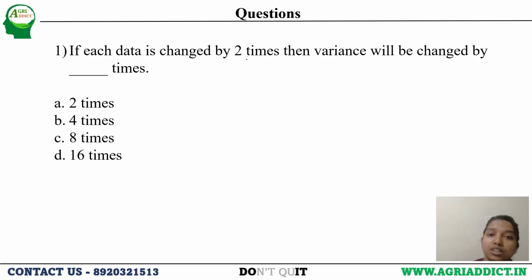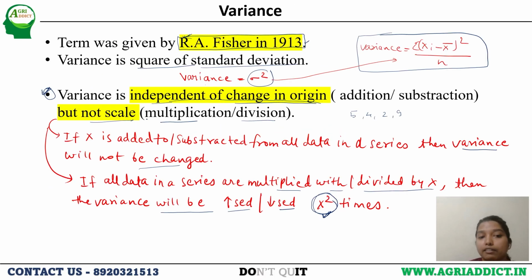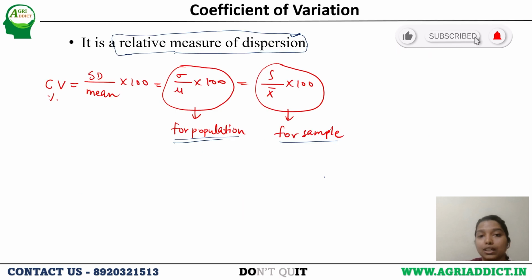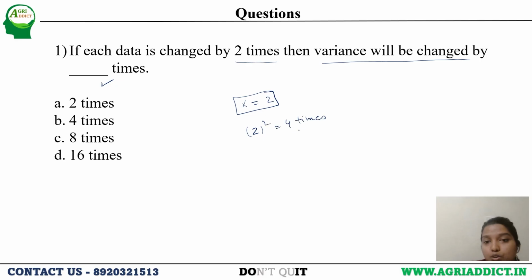If each data is changed by 2 times, then variance will be changed by dash times. The same question which I told in the previous slide. If all the data in a series are multiplied by x, then it will be increased by x squared times. So here, what is x? Here x is equal to 2. Then the variance will be changed by 2 square, which means 4 times. So the answer will be 4. I hope you understand.